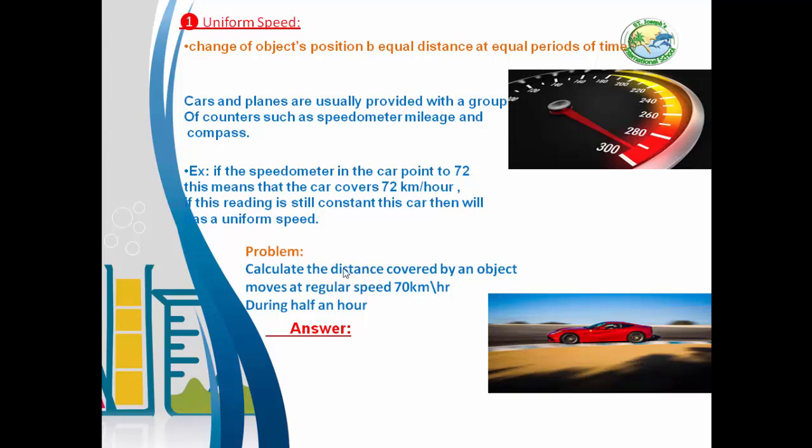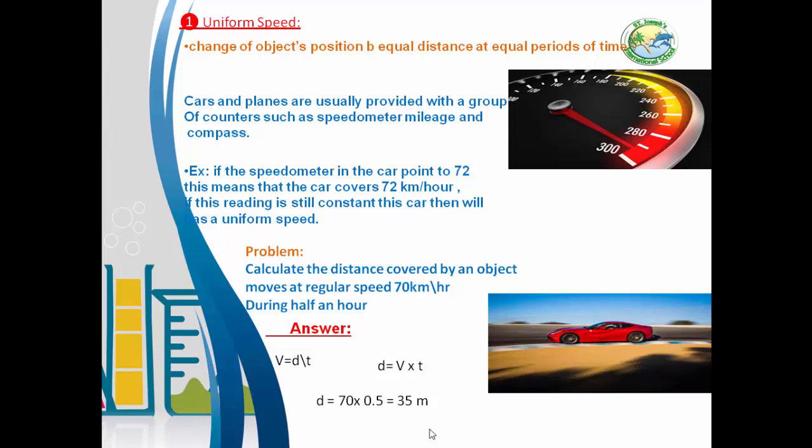Can you tell me how we can calculate the distance? Of course, distance equals speed times time, because the speed equals distance divided by time, so distance equals speed times time. So it will be 70 times half, it will be 35 km.